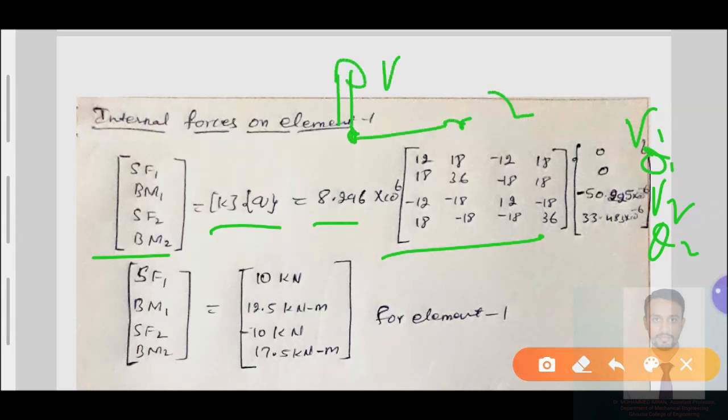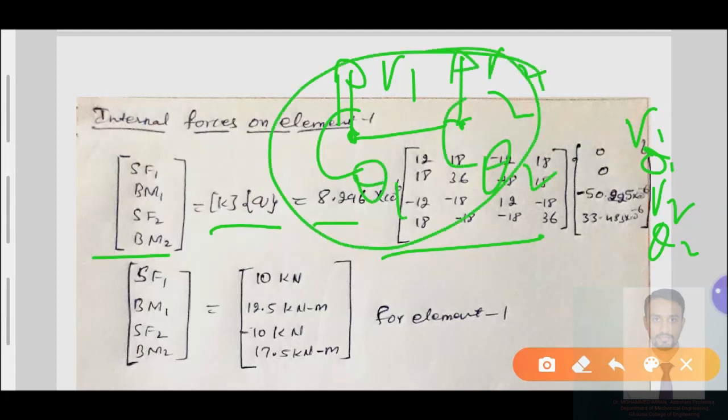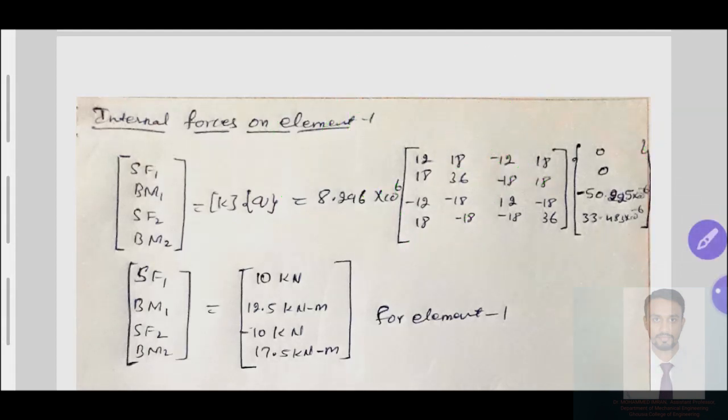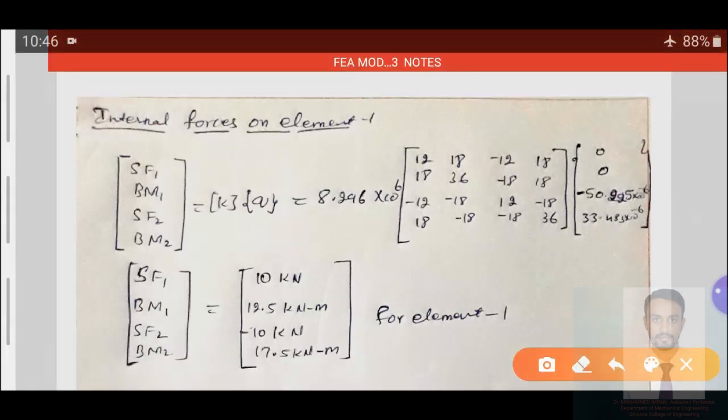We have here V1, theta 1, and here V2, theta 2. So only these values we need to take. The rest of the values will come for element number 2. We are concentrating on finding the internal forces in element number 1, right? So after getting that idea, now you can easily get the internal forces.